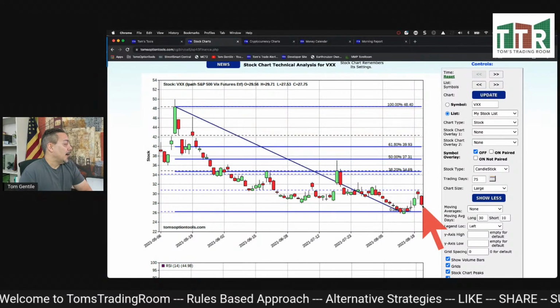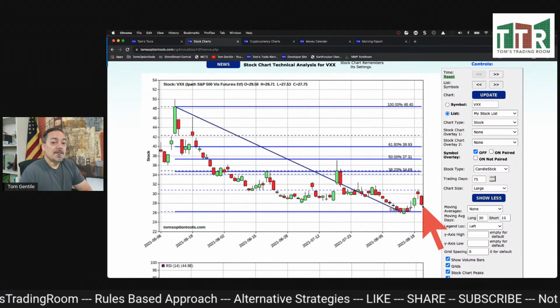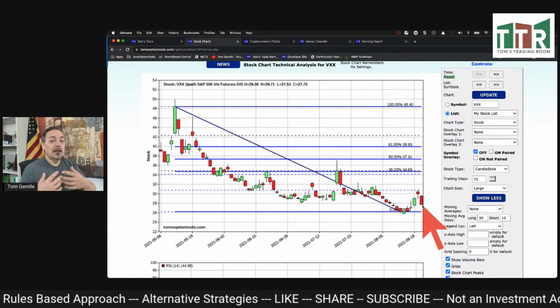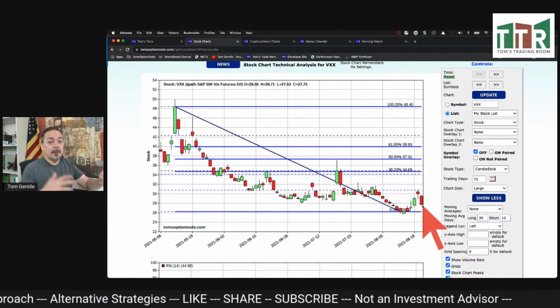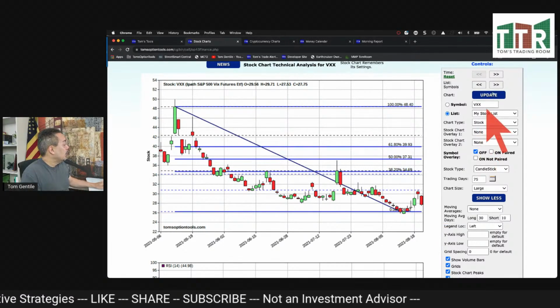Now you top that off with a VIX that is down near its lows, and this just tells me that's the side of the market that I want to be on, the long side.